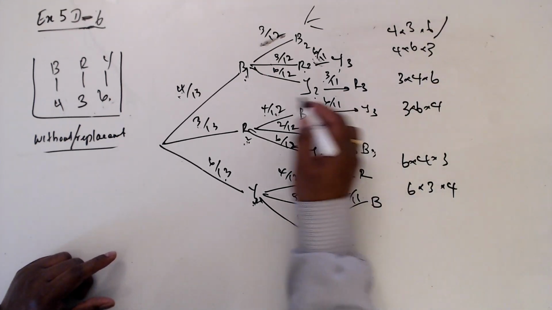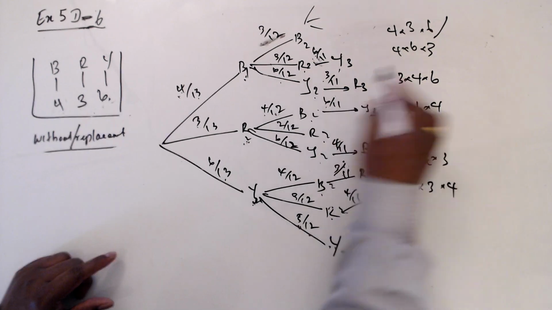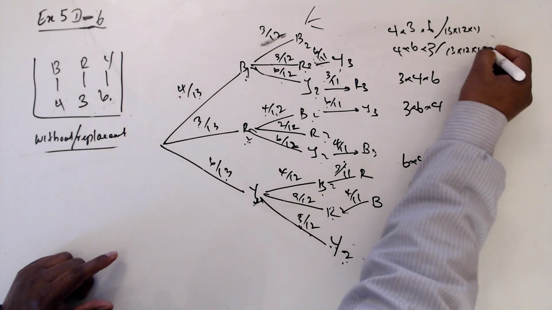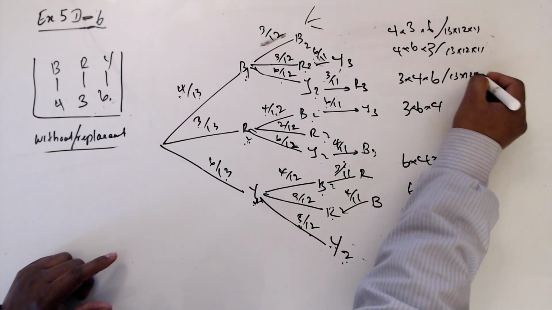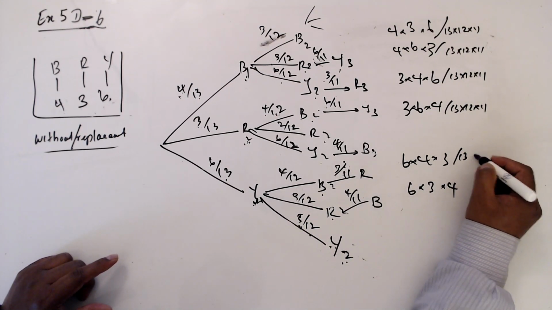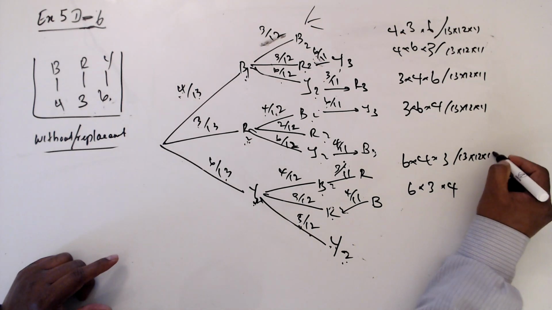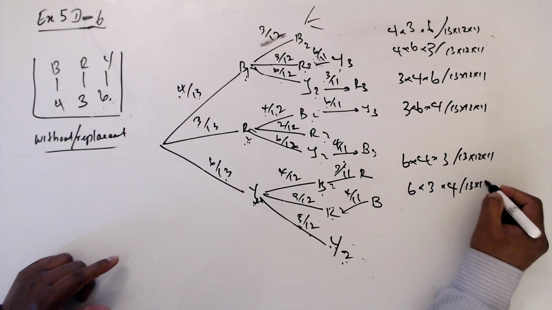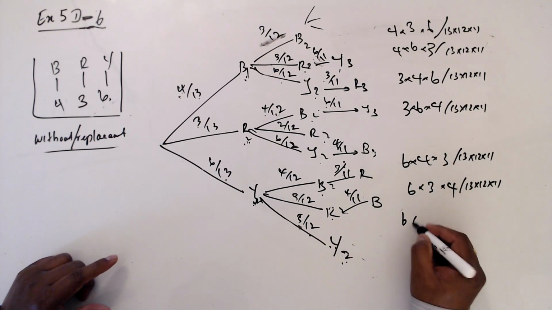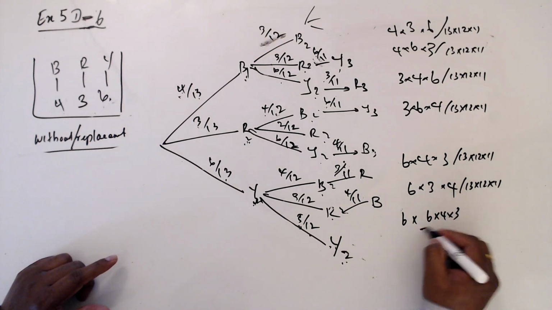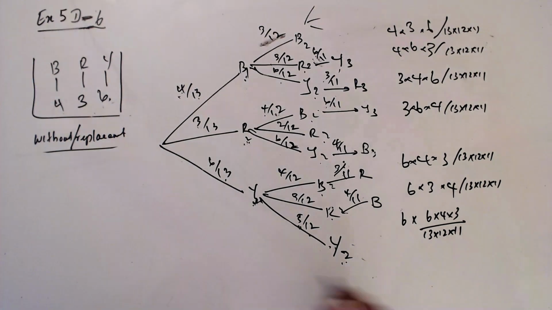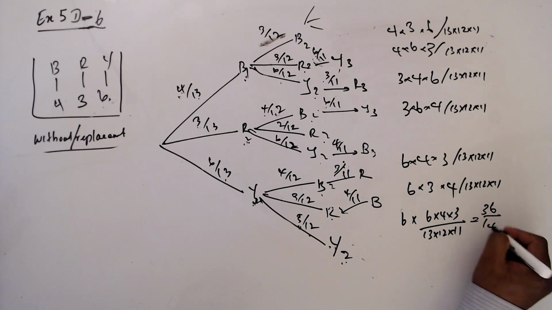So the denominator is going to be what? 13, 12, 11 for each of the six terms. So 6 times 6 times 4 times 3 over 13, 12, 11. So the answer is 36 over 140.